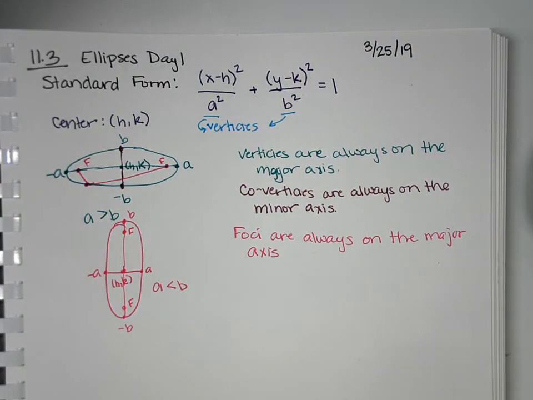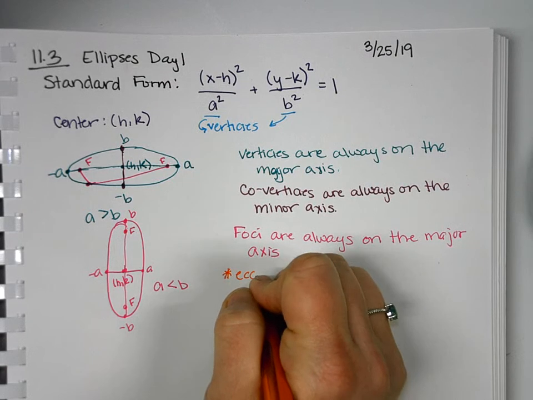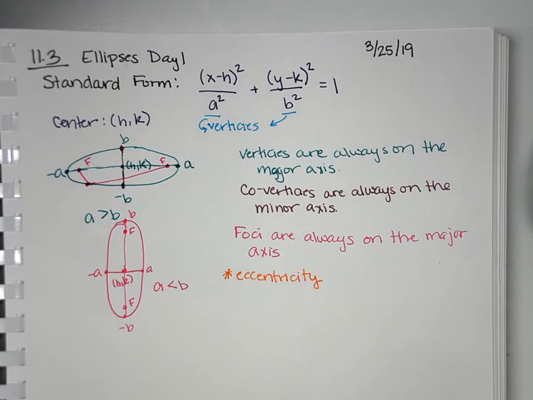Okay, the last little thing, and this doesn't necessarily go on the graph, but it's something that we use every now and then, and it's called eccentricity. What this tells us is how much of an oval or how much of a circle this is going to look like. So sometimes an ellipse can be really circular looking because A and B are really close to each other. They're numbers like 2 and 3. So your major and minor axes are going to be really close to the same length. But sometimes they're really far apart, so it looks more oval.